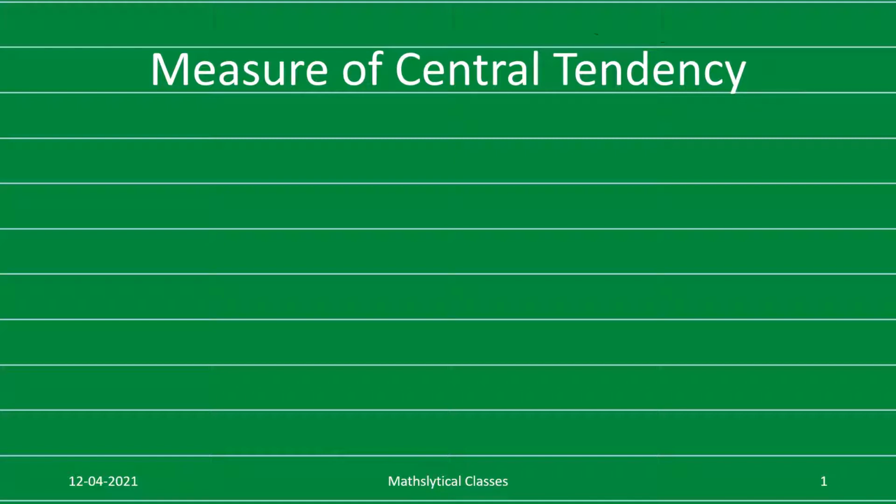It gives us the gist of the data. It gives us many characteristics of data, and with the help of measure of central tendency, we get to know the various characteristics of the data. So it reduces many of our problems. They are very important in the study of statistics. Further, measures of central tendency are classified into two categories.